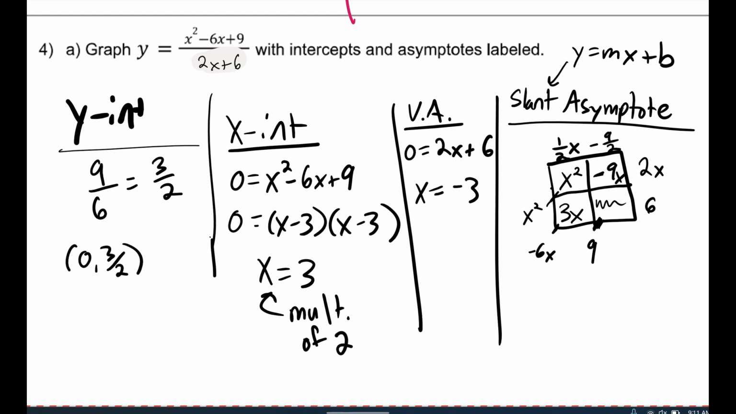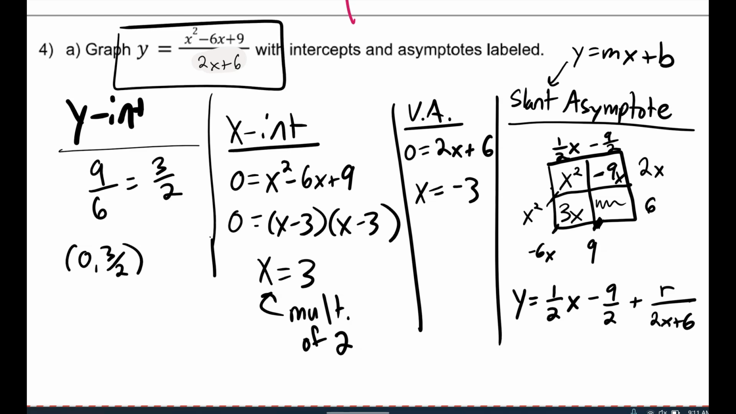It does not matter what the remainder is. If you think about what this division would look like, we're saying that, let's say there's some remainder here over 2x plus 6. We're saying that this original rational function can be rewritten like this through the magic of polynomial division. But really, I'm just concerned with what happens as x gets very, very large.